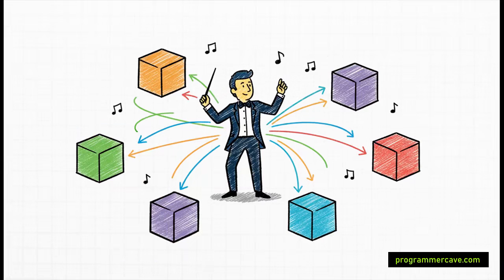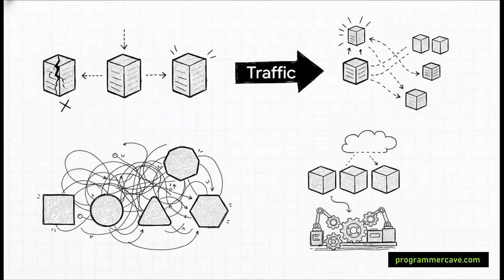Let's stick with this orchestra analogy, because it's perfect. The containers are all the individual musicians, right? Each playing their part. Well, Kubernetes is the conductor, telling the violins to play a bit louder when needed, bringing in the drums at just the right moment, and making sure that if one musician stumbles, the whole symphony just keeps on playing beautifully.